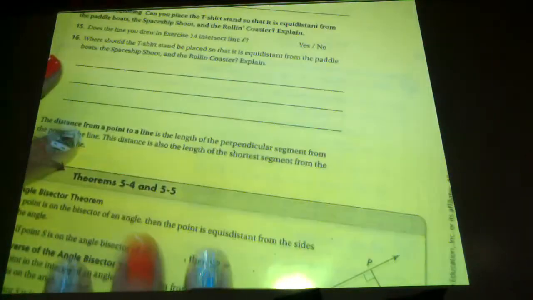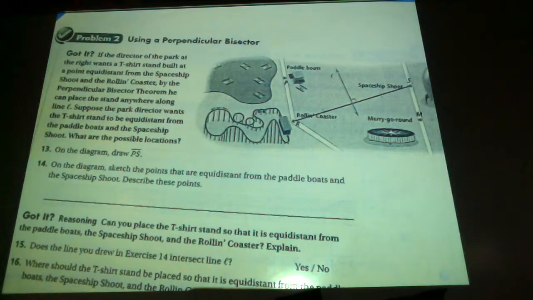All right, so then look at problem 2. A word problem, our favorite. Let me move this up a little bit.